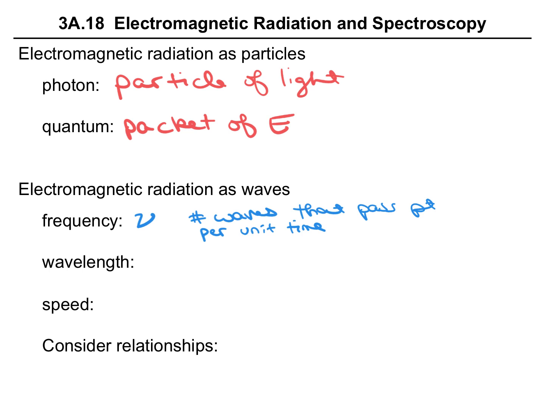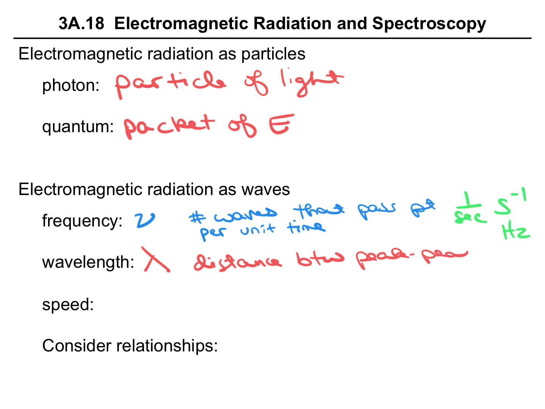If, for example, it's 1 wave per second, then this could be defined as 1/second, or s to the -1, where s is an abbreviation for second, and s to the -1 is also known as hertz. Wavelength is symbolized by lambda, and this is the distance between peak to peak or valley to valley.